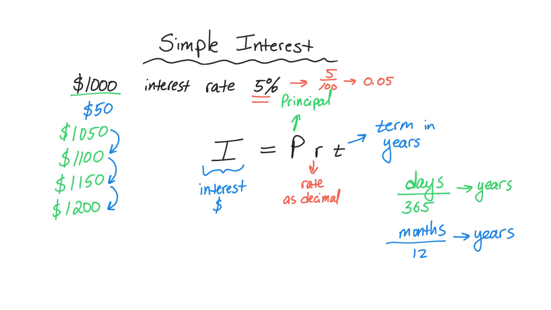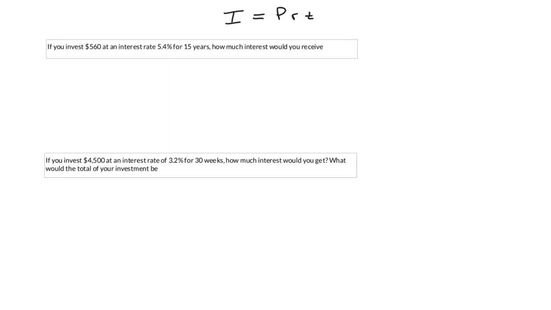So the key thing here is our formula is I equals PRT. And when we have letters up against each other, what this is saying is that it's principal times rate times term. So in our first example, we have a question that says, if you invest $560 at an interest rate of 5.4% for 15 years, how much interest would you receive?